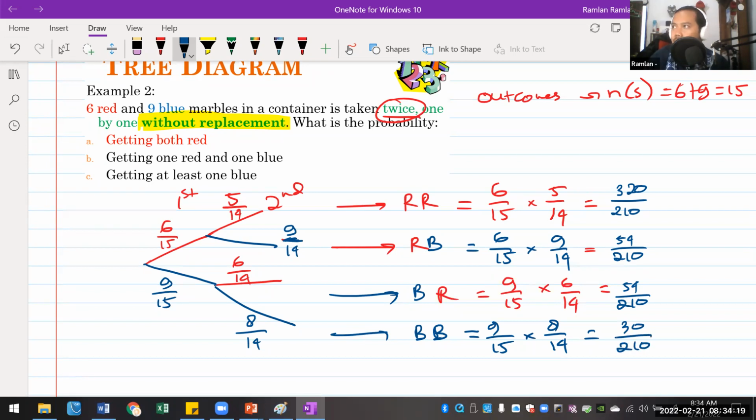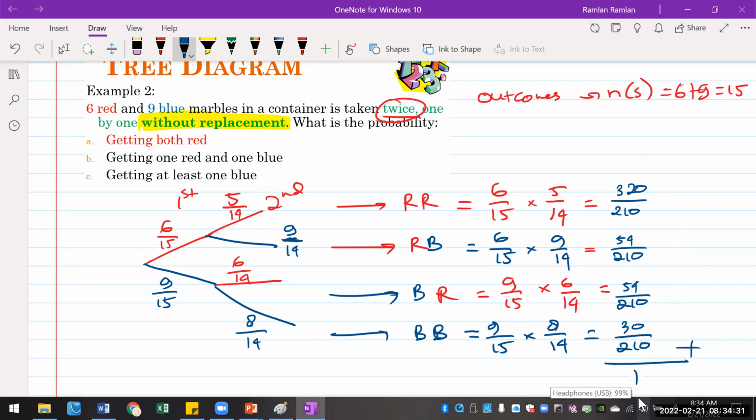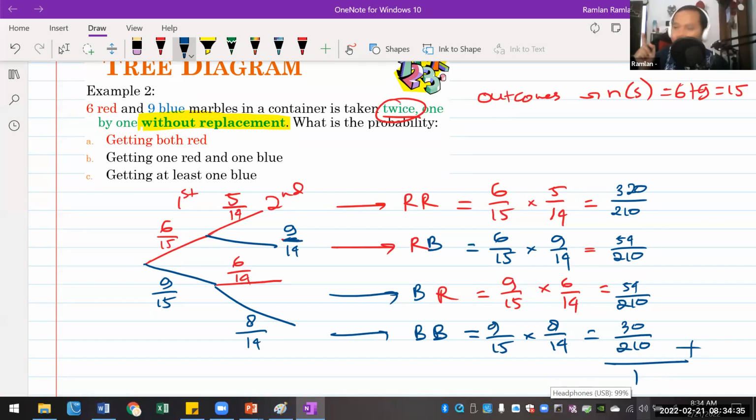Okay, so this is, again, what you need to see, guys. Whenever you have these values here, all of the probabilities, if you add them, that will be equal to 1. If that is not 1, then you might have made a mistake in the calculation. It should be 1. Can you see that?